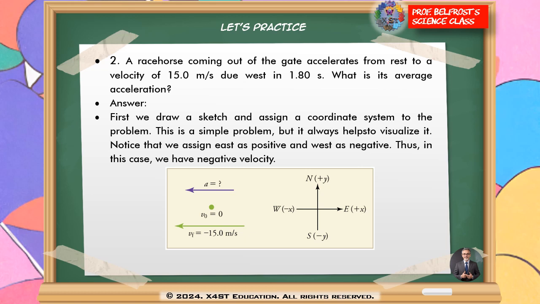Number two, a racehorse coming out of the gate reaches a velocity of 15 meters per second in 1.8 seconds. What is the average acceleration? The first step I always remind you to do is to sketch and assign an appropriate coordinate system to best visualize the problem. Physics is full of graphs and it is like mathematics too. So you need to have a very clear visualization of what you're trying to solve in this problem. Here I have presented you with a suitable sketch and the coordinate system we use in this problem.